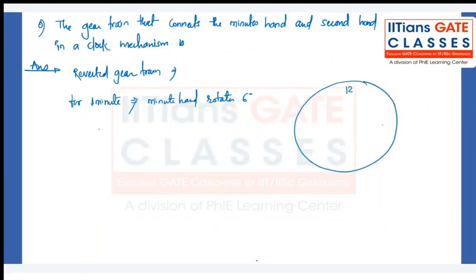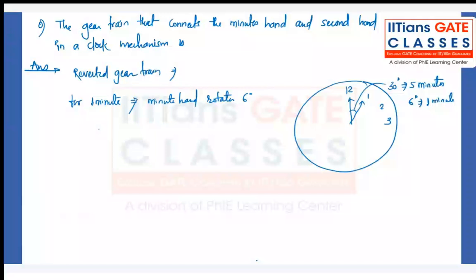Let's say this is a clock: 12, 1, 2, and 3. Here to here, this is your 5 minutes, right? When the minute hand moves from 12 to 1, this is a 30-degree angle. So 30 degrees corresponds to 5 minutes. This implies 6 degrees corresponds to 1 minute.